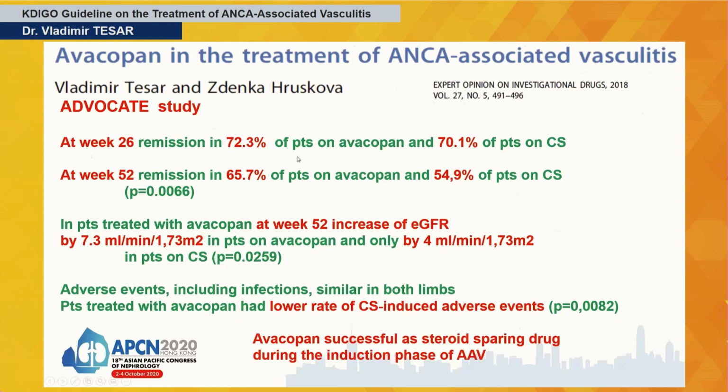300 patients. You see that at week 26, the rate of remission was similar, and at week 52, sustained remission was even better on avacopan compared to patients on corticosteroids, and even the patients treated with avacopan had a better increase of eGFR compared to patients on high-dose corticosteroids, and it means that avacopan is successful as a steroid-sparing drug during the induction phase of AAV.